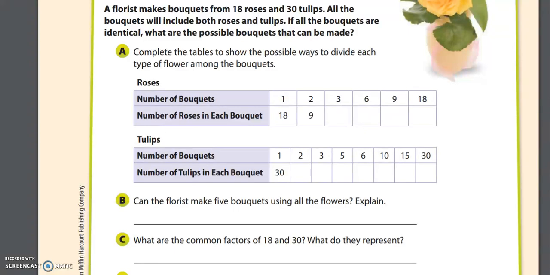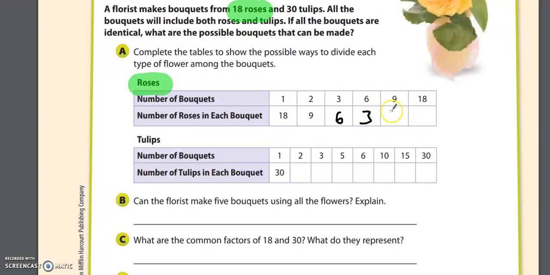Question A says, complete the tables to show the possible ways to divide each type of flower among the bouquets. So the top one is just talking about the roses. And pay attention to the fact that this florist is making the bouquets with 18 roses. So if this florist made one bouquet, it would include all 18 roses. That should make sense. However, if this florist split the bouquets into two, then there would be 9 roses in each bouquet. What about if the florist used 3 bouquets? Well, 18 divided by 3 would be 6. What if the florist made 6 bouquets? 18 divided by 6 would be 3.